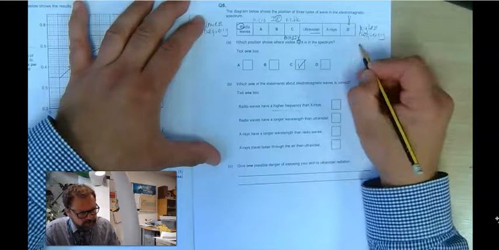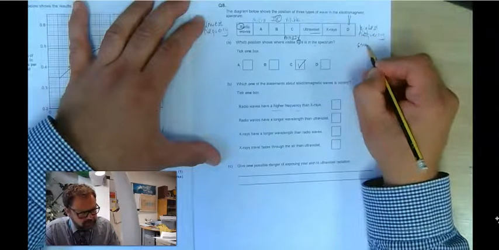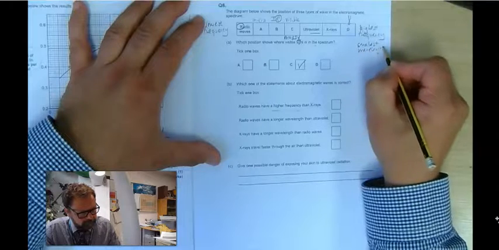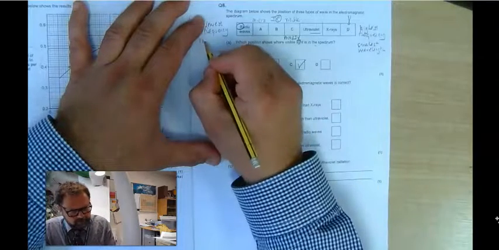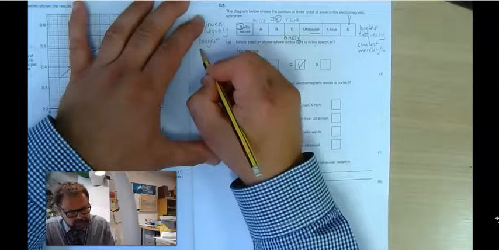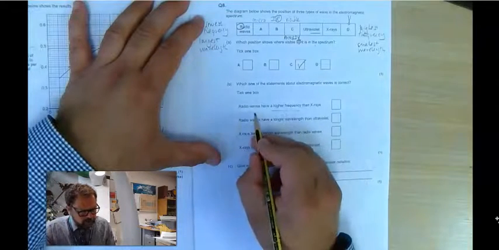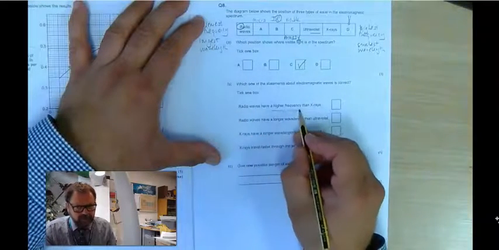Gamma rays have the smallest wavelength, and radio waves have the longest wavelength. So we need to know those facts to answer this question. So do radio waves have a higher frequency than X-rays?